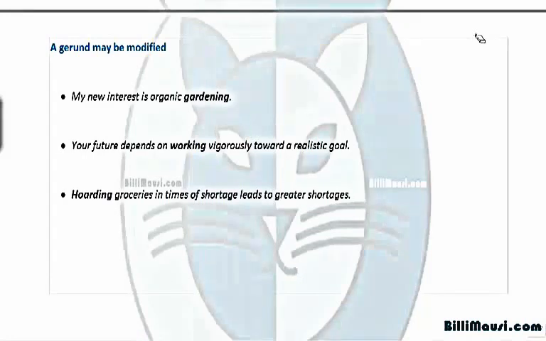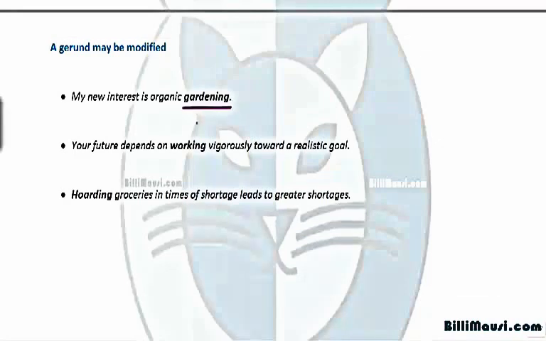Let's see the examples. My new interest is organic gardening. So gardening is the gerund, and organic is modifying what kind of gardening? Organic gardening. So it is the adjective. Let's see the next sentence. Your future depends on working vigorously toward a realistic goal. In this case, you can see that working is the object for the preposition on, and it is the gerund.